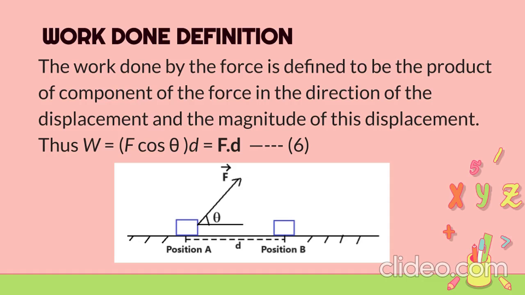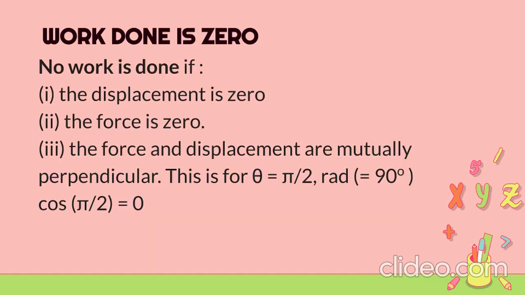Mathematically, we can write it as W equal to F cos theta into d, which is equal to F dot d vectors. Here theta is the angle between the force applied and the displacement made. Quickly, one would be able to make a few conclusions.